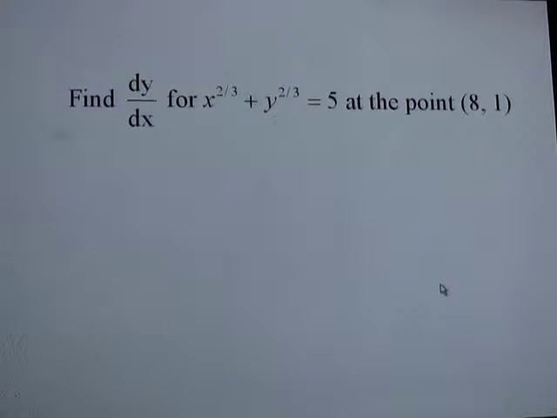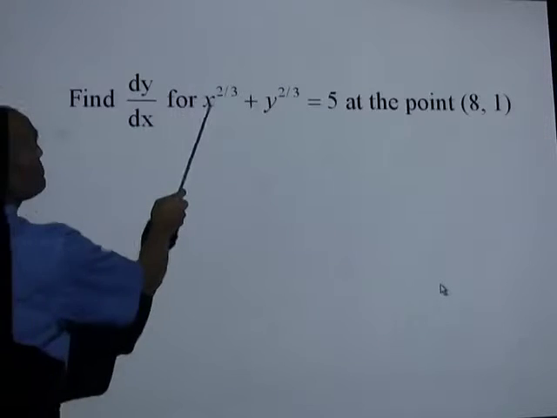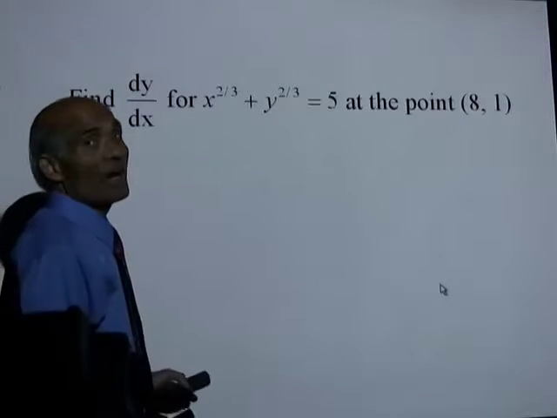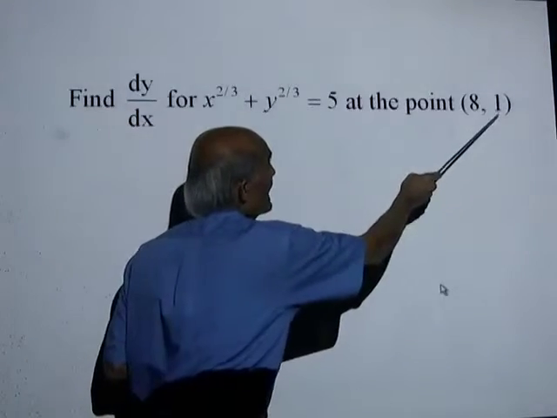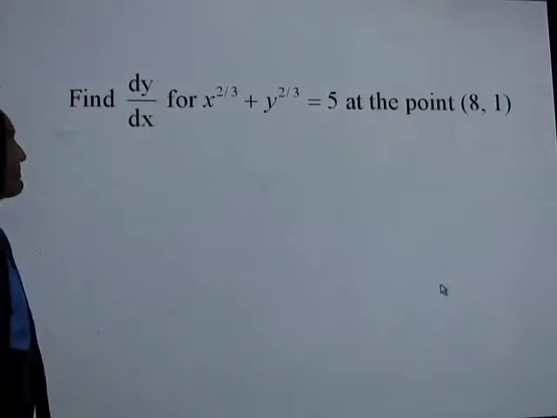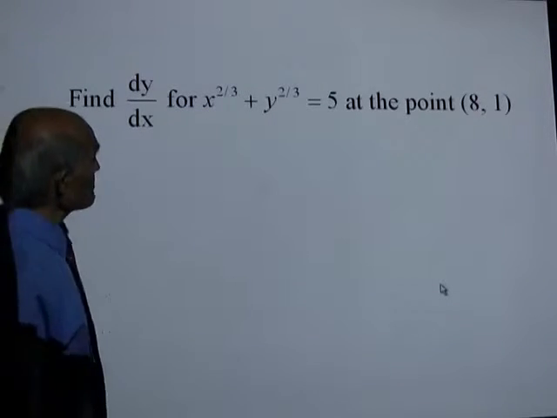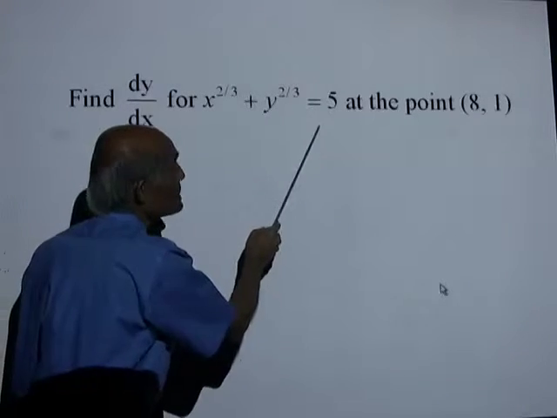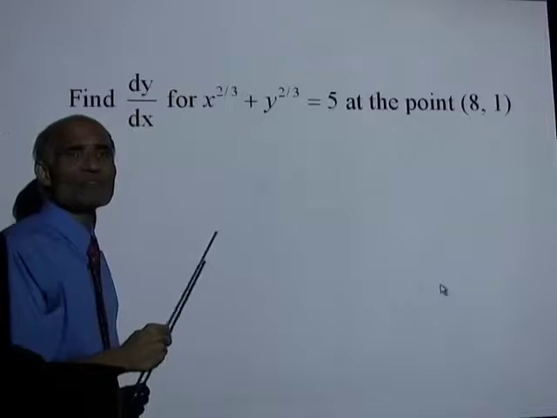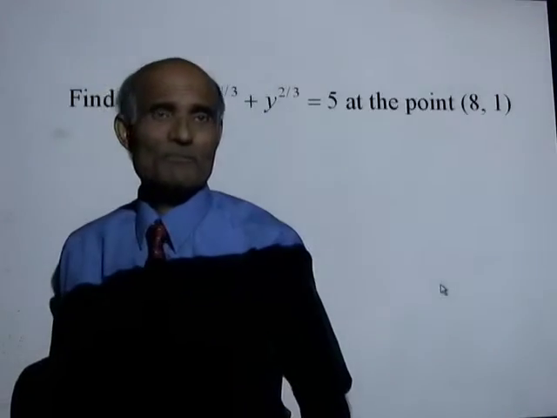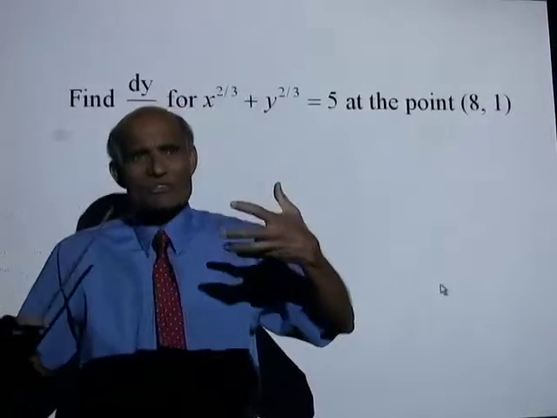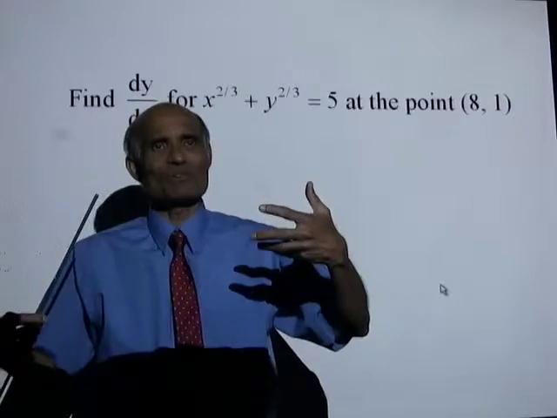Find dy by dx for x to the power of 2/3 plus y to the power of 2/3 equal to 5 at the point 8, 1. Can you stop the video and find the derivatives of each of these terms with respect to x? Let's talk about it. Now, you see, a mental exercise in mathematics is very important.